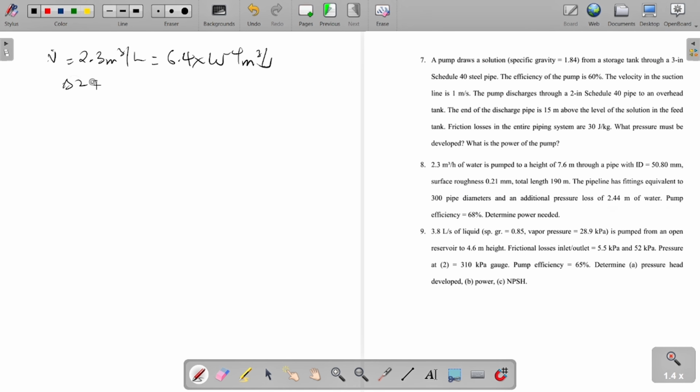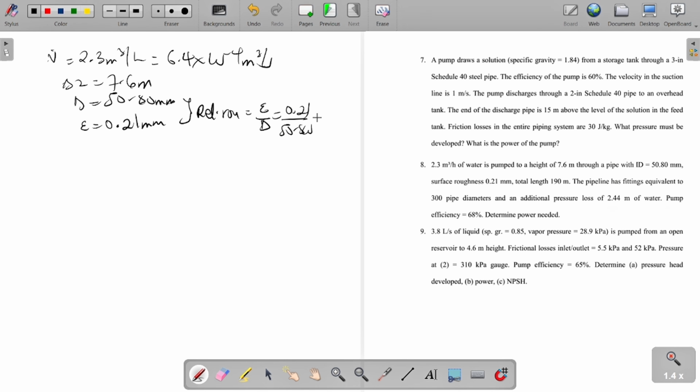Then we are given a change in Z of 7.6 meters, a diameter of 50.80 millimeters, and an absolute roughness of 0.1 millimeter from the question. From these two, you can calculate the relative roughness, which is e divided by D, which is 0.21 over 50.80, giving us 0.004. Then I have the length to be 119 meters.